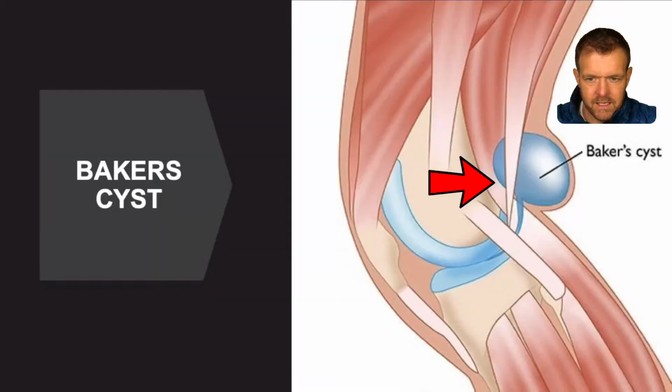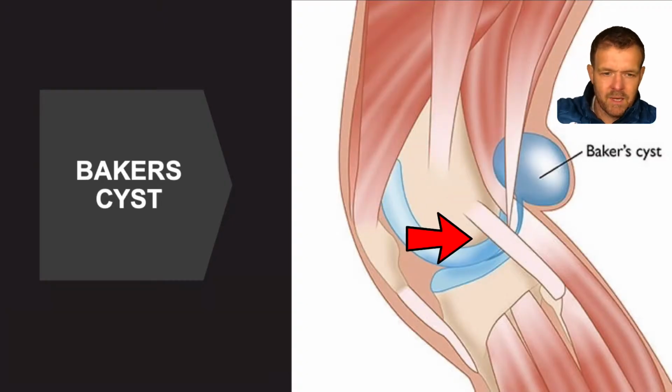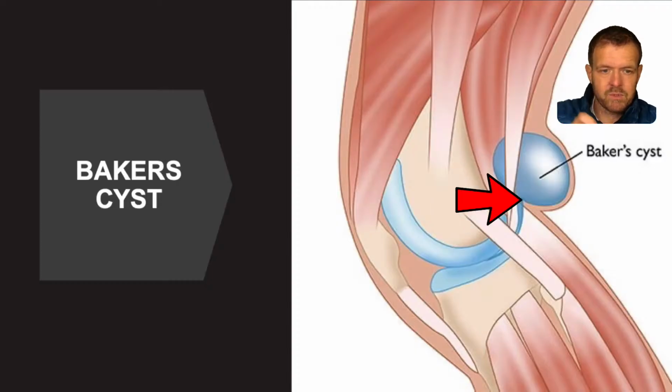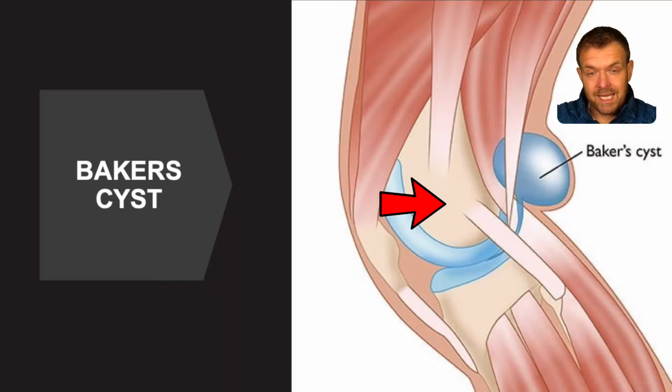Okay, and then yeah, so that's your Baker's cyst coming out the back. So if there's significant swelling on the inside, you can get a posterior bulge of the capsule, and that's called a Baker's cyst.